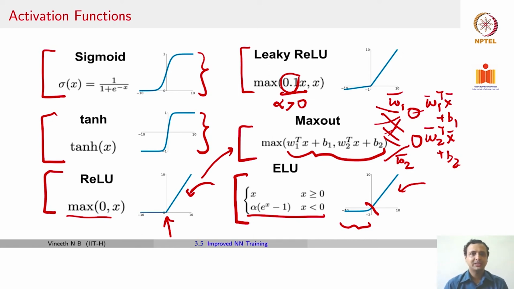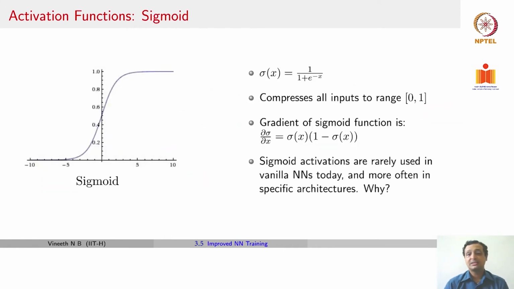Now let's try to visit some of these at least in more detail and try to understand how they can affect the training of neural networks. Let's consider the earliest one, sigmoid, which is given by 1 by 1 plus e power minus x. Clearly, it compresses all inputs to the range 0 to 1. The gradient of the sigmoid function, I hope you've worked this out, this was a homework, which is dou sigma by dou x, is given by sigma of x into 1 minus sigma of x.